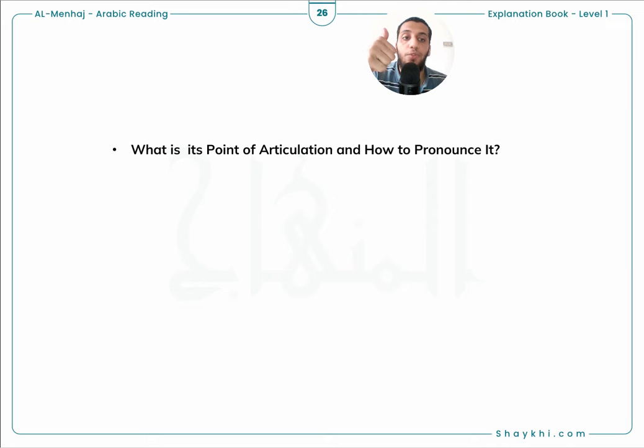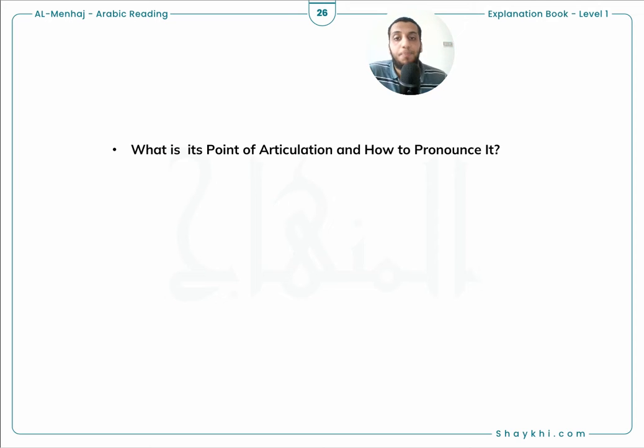What is the point of articulation of this letter and how we pronounce this letter? And we said there is a difference between the point of articulation and how we pronounce. The point of articulation is the organ that is used to pronounce this letter, while how to pronounce it is how we use the organ to pronounce this letter. So this is the first point we discuss.